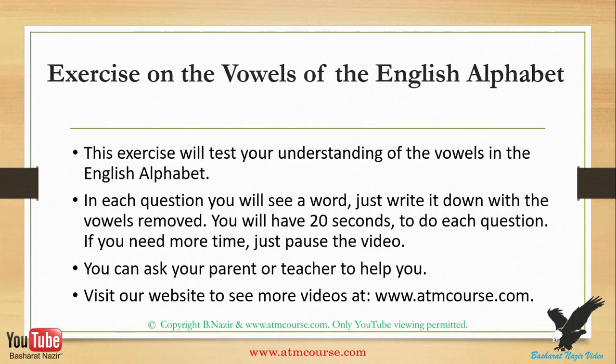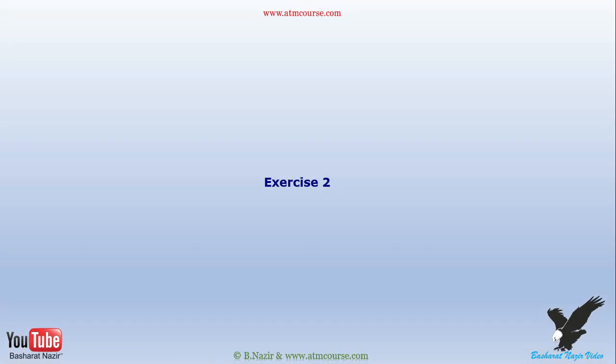This exercise will test your understanding of the vowels in the English alphabet. In each question you will see a word, just write it down with the vowels removed. You will have 20 seconds to do each question. If you need more time, just pause the video. You can ask your parent or teacher to help you. Visit our website to see more videos. Exercise 2.